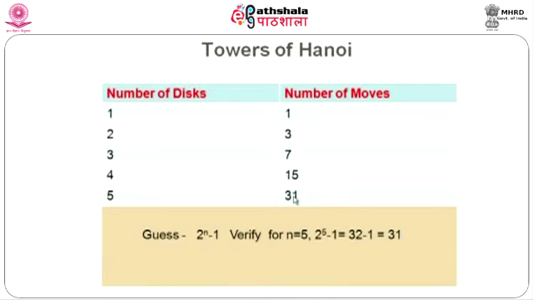We can verify this. For example, if we substitute n equal to 5, it becomes 2 power 5, that is 32, minus 1, which is going to be 31. So, in other words, this formula satisfies for all values of n.